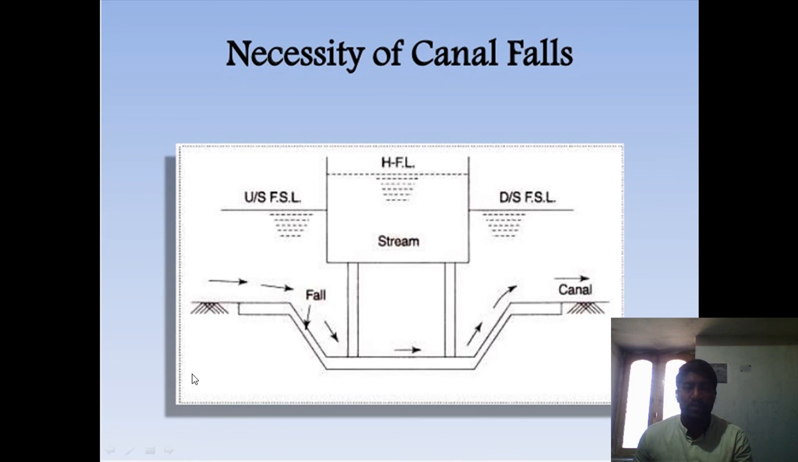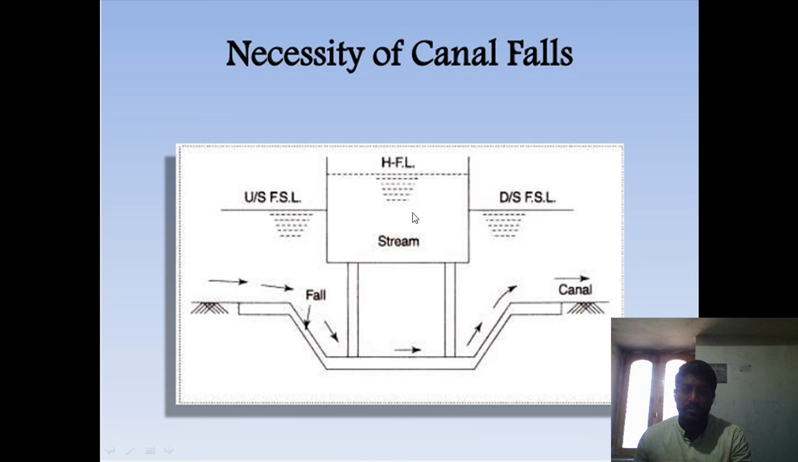Necessity of canal falls. Here we can get a clear picture about the canal falls. This is the upstream full supply level. This is the downstream full supply level. And this is the high flood level of the canal. Up to this the water can reach, the high flood level, where in the rainy seasons the high flood level is reached easily. And this is the fall. This is the fall of the water, and it reaches automatically to this canal.